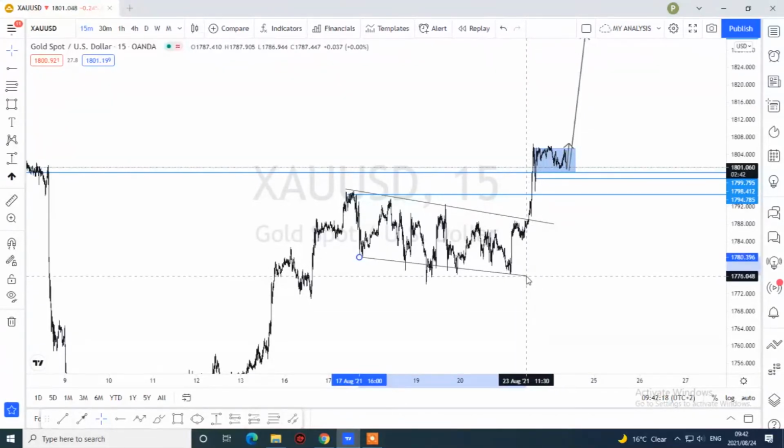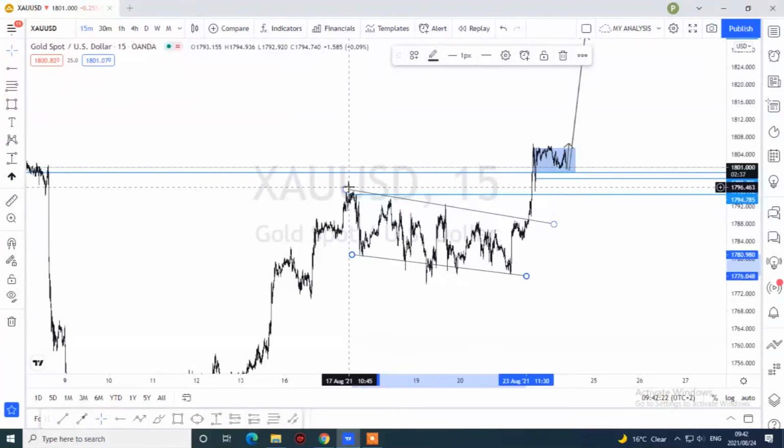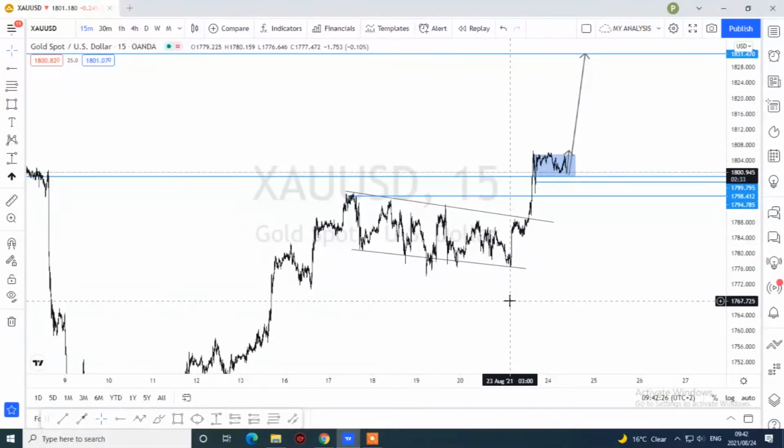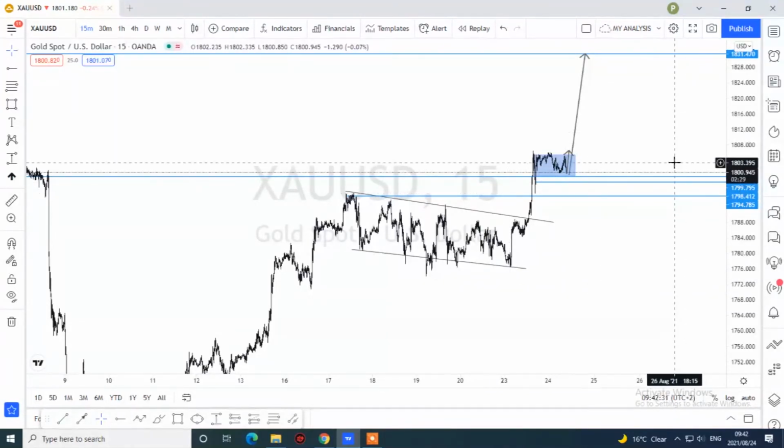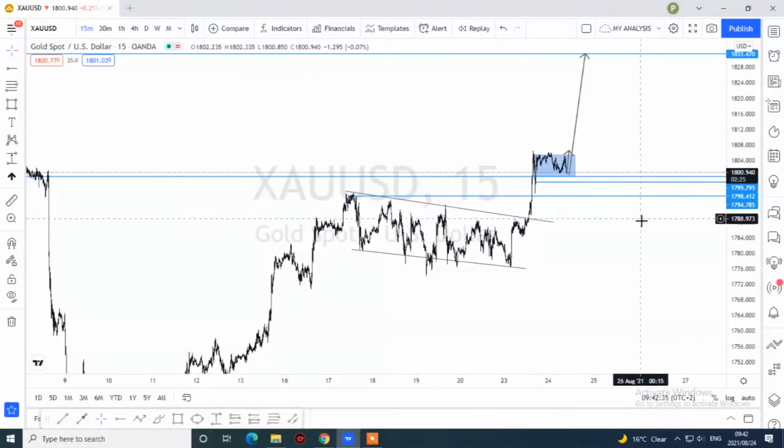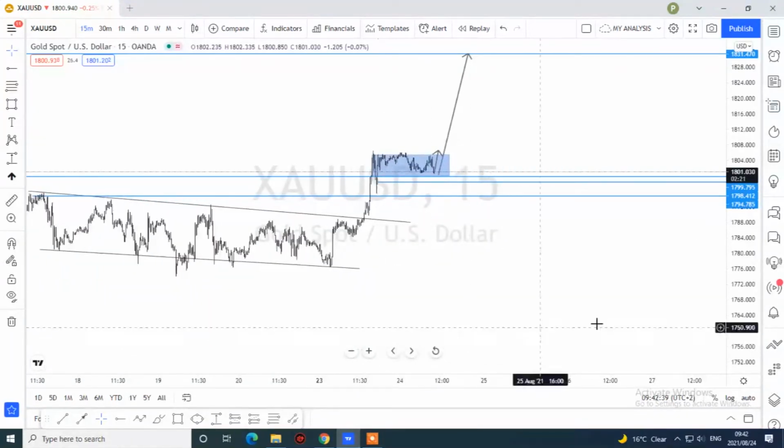I know anything can happen in the market, but I trade what I see. I trade what I've seen before. I trade the history of the market, what has been happening. So yeah, I'm expecting gold to reach 1831. Let's see, guys, what will happen. And I hope you guys will enjoy the profits.